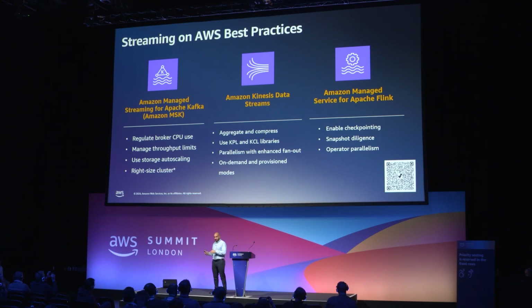Now, when it comes to streaming analytics with Apache Flink, it really is a function of the performance of your application itself. So the first recommendation here is to enable checkpointing. Checkpointing is important for fault tolerance. The second is to manage your snapshots diligently. Now, snapshots are useful to maintain your application state and restore it when needed. And of course, this is very useful when it comes to deploying your applications in production.